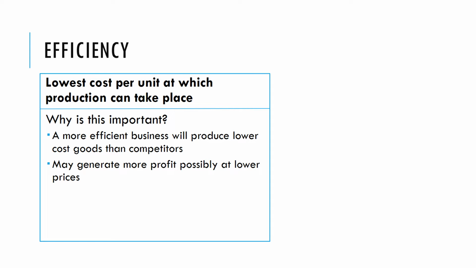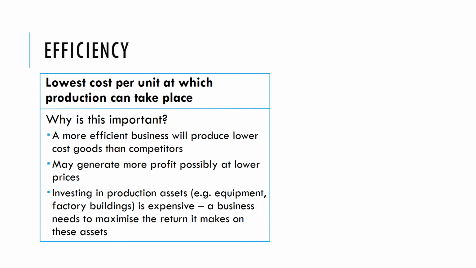Also, if products are cheaper to produce, the business is more efficient and has a lower cost per unit, then they can generate more profit, and they also may be able to maintain their profits at lower prices if they're reducing their costs per unit at the same time. Finally, being efficient is a good way to maximize the return on any assets that the business has bought. If they've bought new equipment or factory buildings and are then able to operate at a low cost per unit, then it's likely going to make a maximum return to recover the money they've made investing.